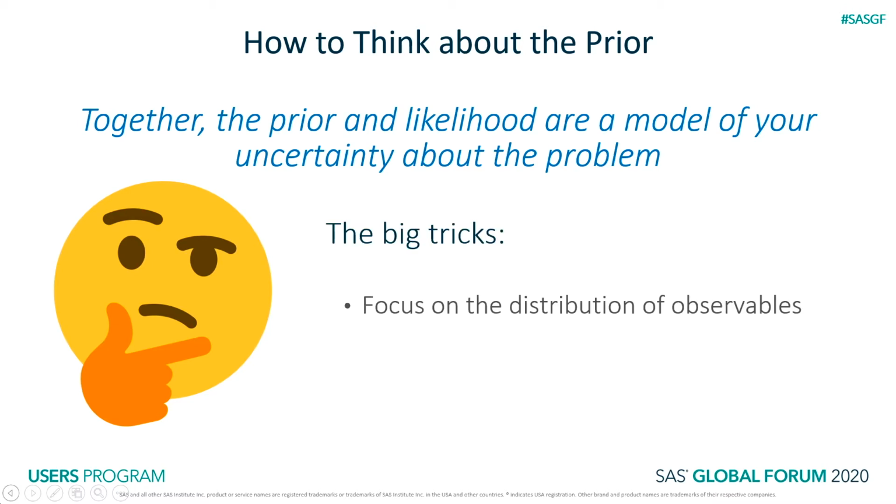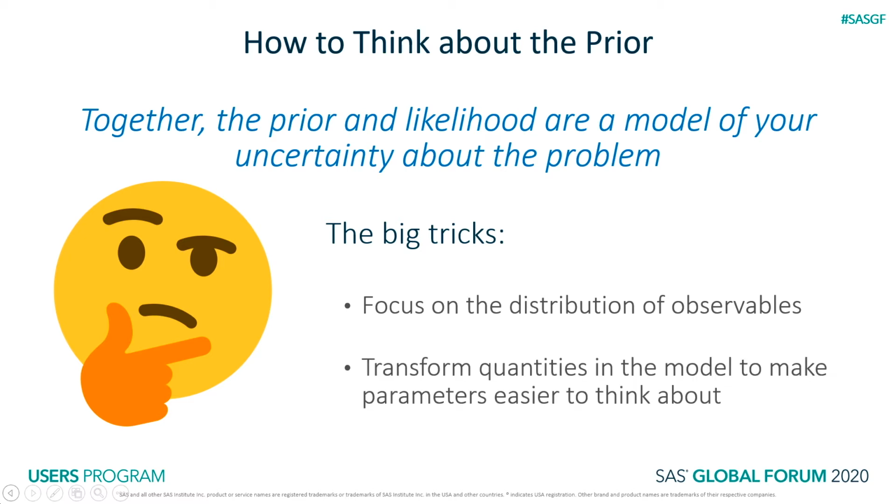There are a couple of tricks you can use, and the big ones are really crucial. First is to focus on the distribution of observables. Think about the data, basically. It's a lot easier to have strong, valuable intuition about what the data should look like than it is parameters. And then you can convert that intuition into intuition about parameters. But that conversion is less than straightforward. So how do you do that? Well, transform the model. Transform everything you can in the model to make it easier to think about. Transform data, transform parameters, transform covariates, everything.